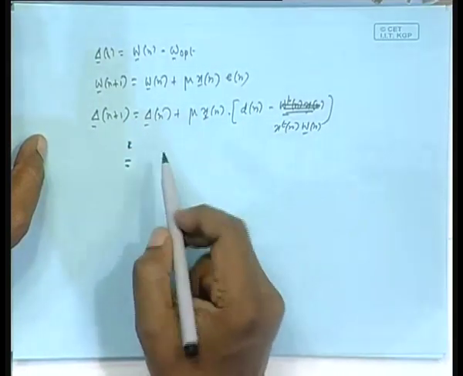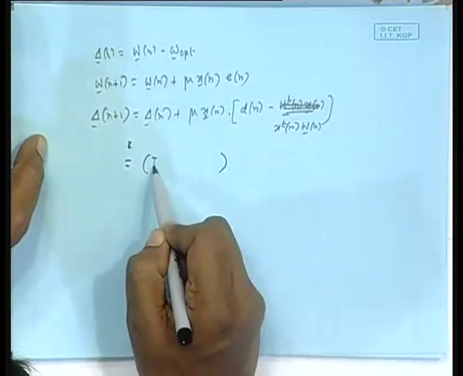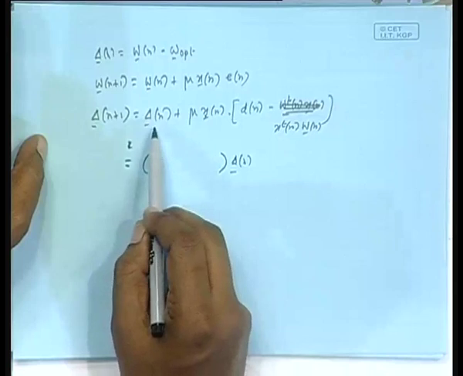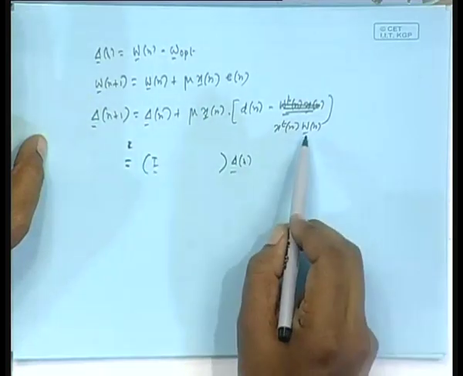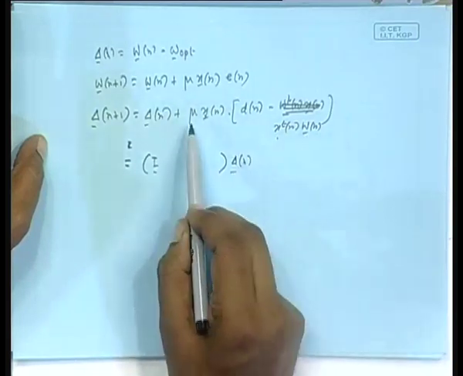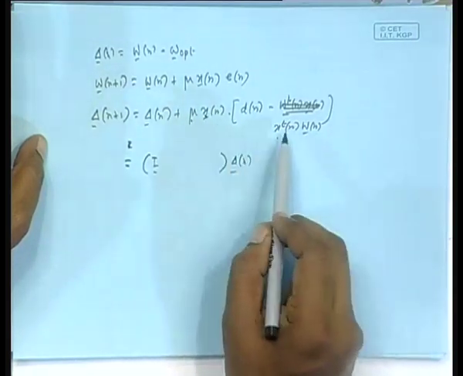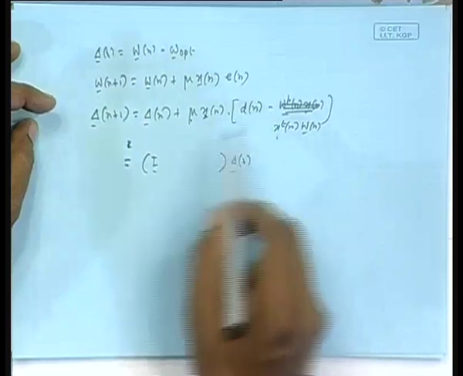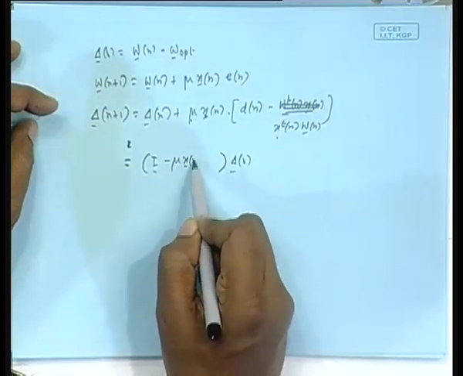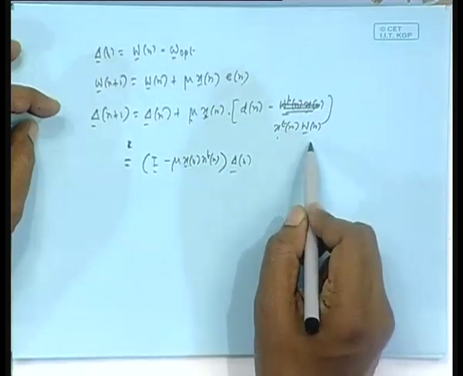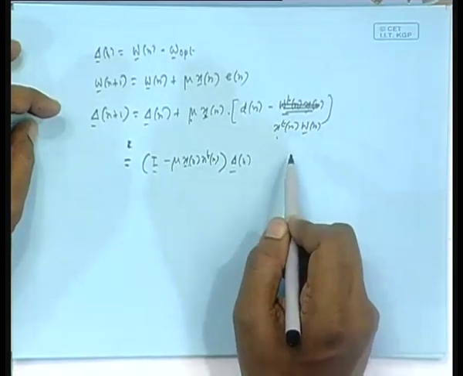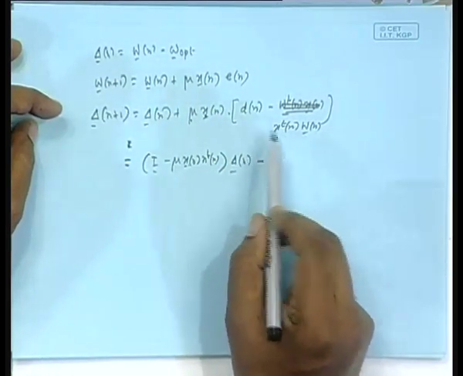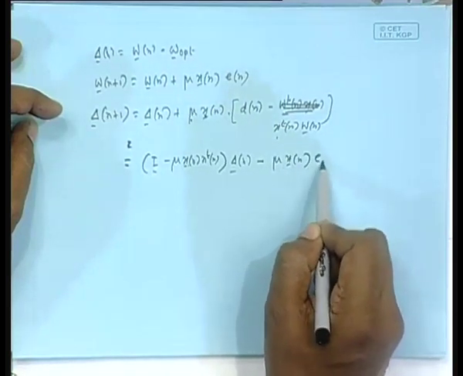Can I skip the intermediate step? We can see possibly. Identity matrix I into delta n gives you this. So that is taken care of. There is another delta n coming here, X transpose n delta n, and before that mu Xn. So minus mu Xn X transpose n, that is the matrix, times delta n coming out of Wn, and the other term, if you put W opt here, dn minus this part is the EO n. So mu Xn EO n.